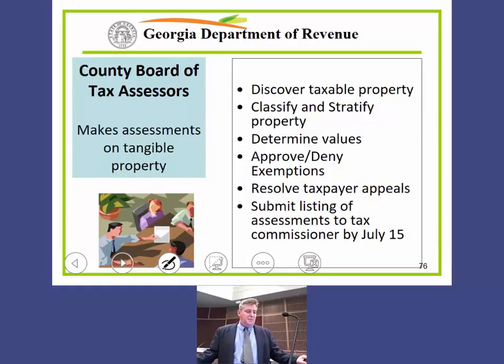So ad valorem tax is administered at the county level. The County Board of Tax Assessors value the property, and they're charged with the duty of making sure all property that's subject to taxation is returned for taxation. The Board of Tax Assessors also approve and deny exemptions, so whether or not a property is subject to ad valorem tax or property tax, the Board of Tax Assessors make that determination. And also, any taxpayer appeals, the Board of Tax Assessors are charged with resolving appeals.